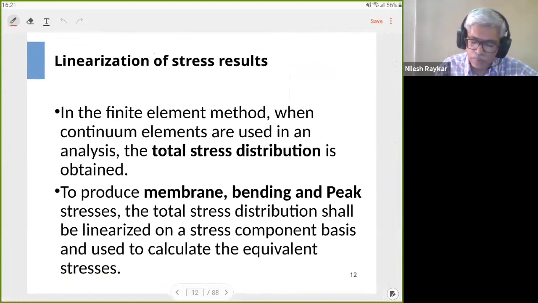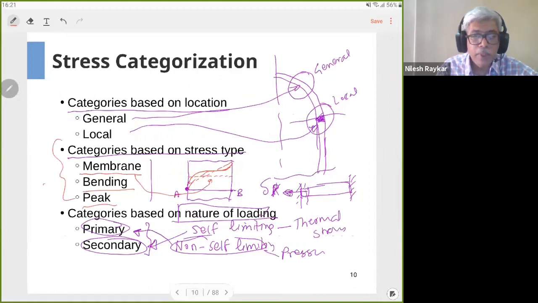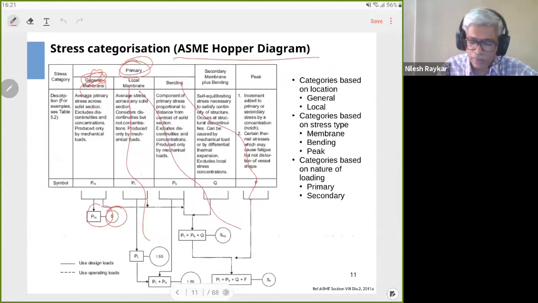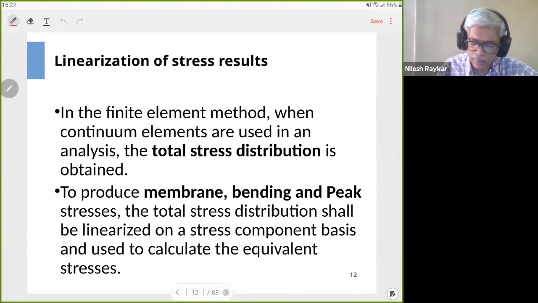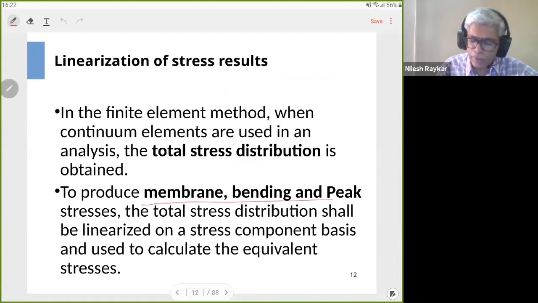So the process by which you obtain the membrane, bending and peak stresses, that is known as linearization. So this is the linearization requirement. To produce membrane, bending and peak stresses, you use a procedure which is called a linearization procedure.